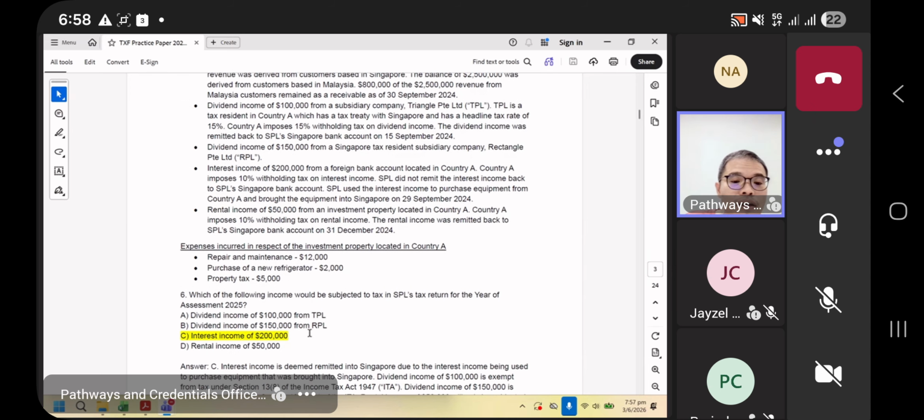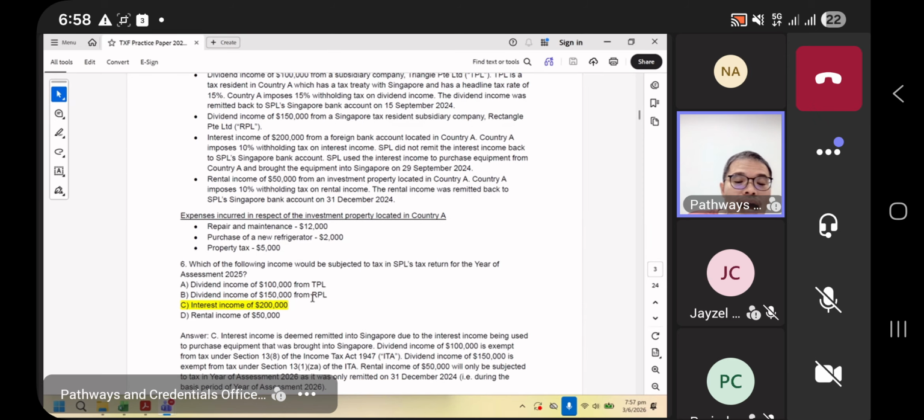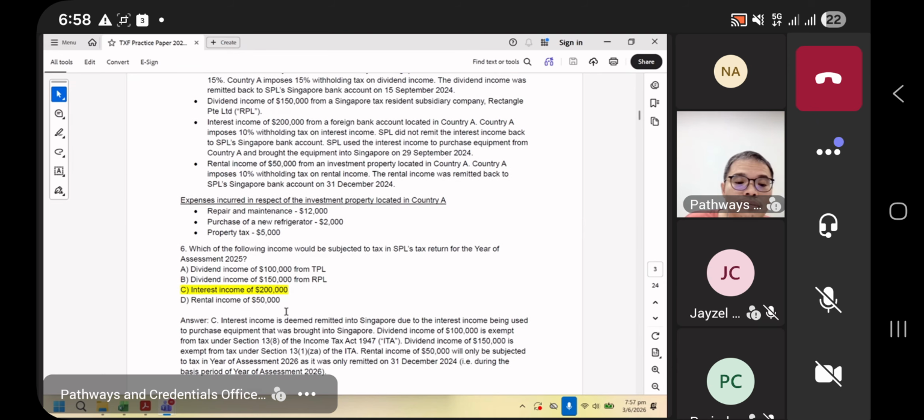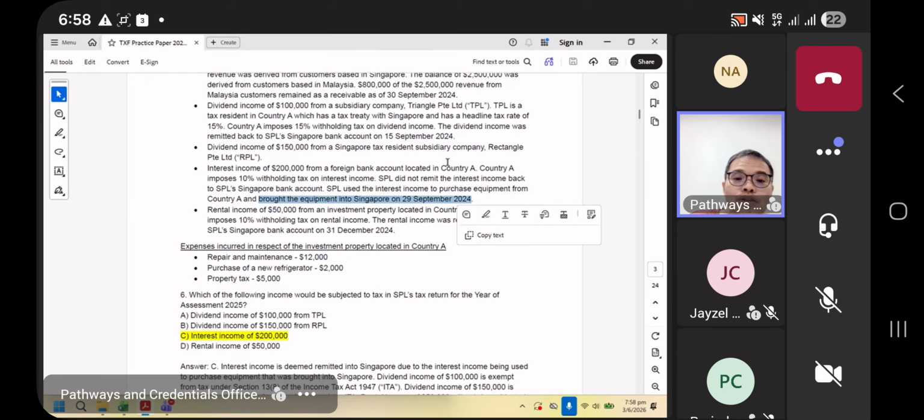Okay, so question number 6, which of the following income would be subjected to tax in SPL's tax return for YA 2025? The answer is interest income of 200,000. Why? Let's look at interest income first. You can see that although it's a foreign interest income, and SPL did not remit the interest income back to Singapore, what happened was that SPL used the interest income to purchase equipment, and then brought the equipment back into Singapore on 29 September 2024, which still falls within the financial year.